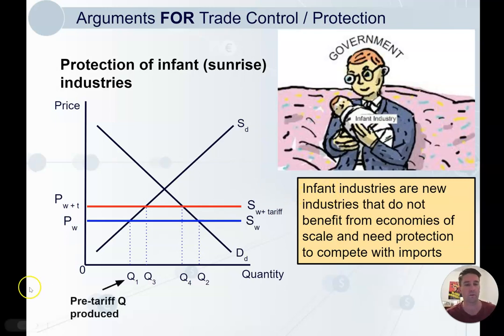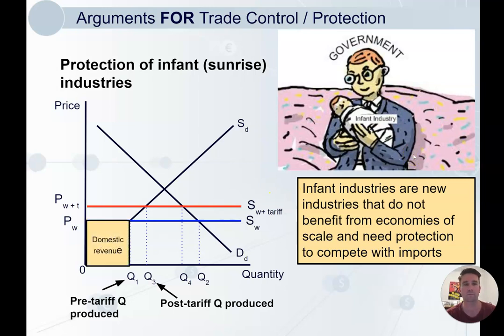Now, how does this work? Before the tariff, local industries can only produce this much. Then after the tariff, we can produce this much. So they get to produce more. They can develop economies of scale. We know what economies of scale are: lower costs per unit as you produce more.